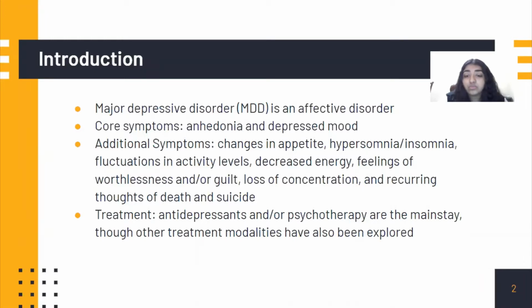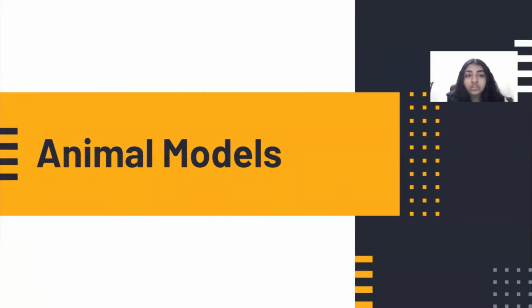However, there are other treatment modalities like exercise, mindfulness, brain scans, things like that that have been explored. But this really depends on what the patient wants and what the patient feels works for them. So animal models, as the name suggests, are animals that are used as models for disorders or diseases, whether common or uncommon.